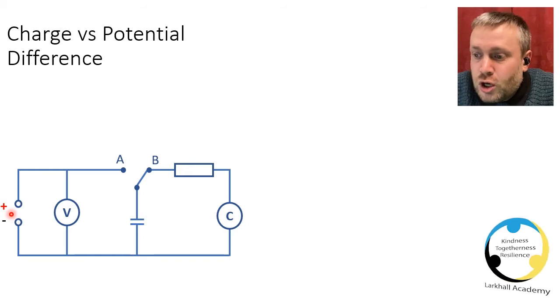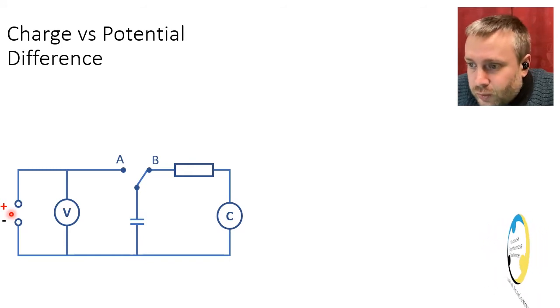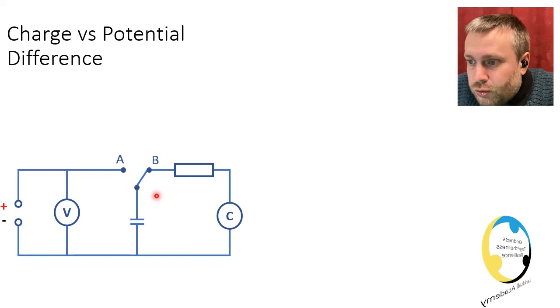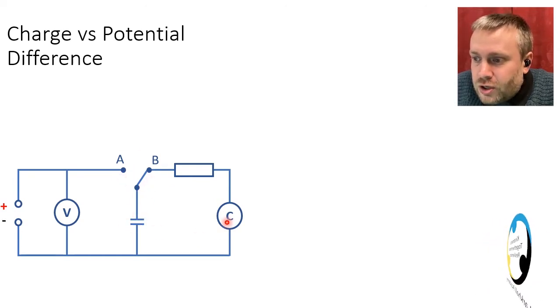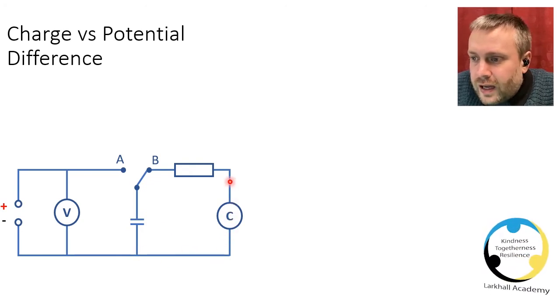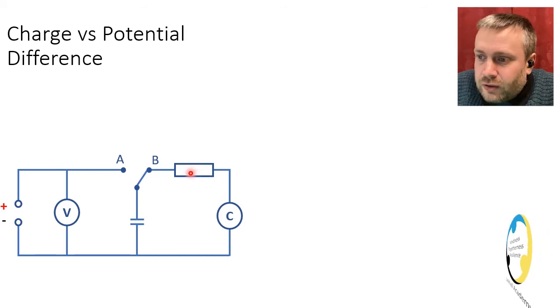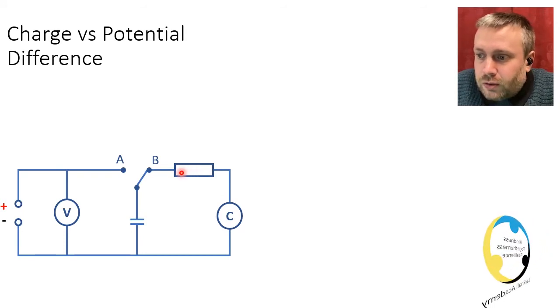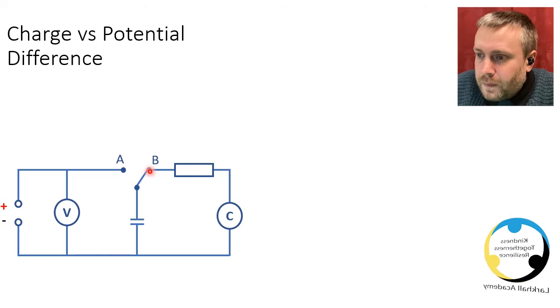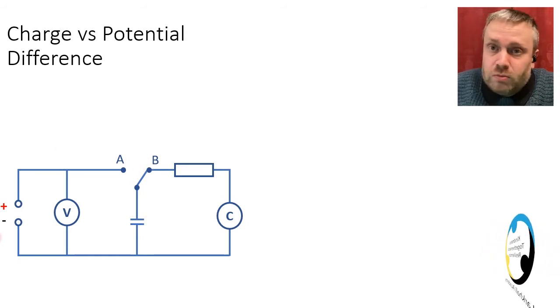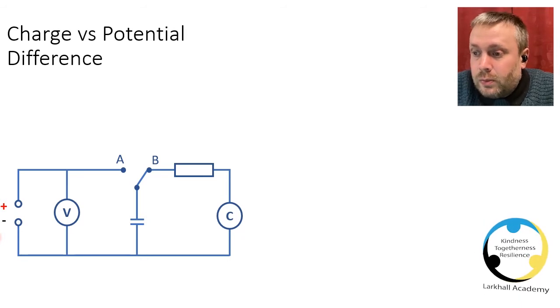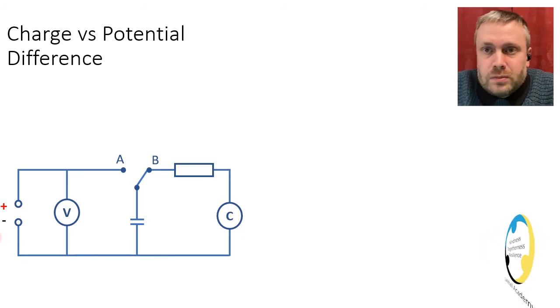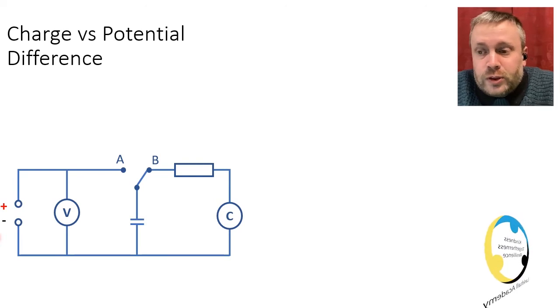Now once the capacitor is fully charged, we can switch the switch from position A to position B. Then our capacitor is going to discharge. It's going to discharge through the coulomb meter here, and it's going to use up all the energy that is stored travelling through this resistor. And we can continue that cycle. We can charge it up, we can discharge it.